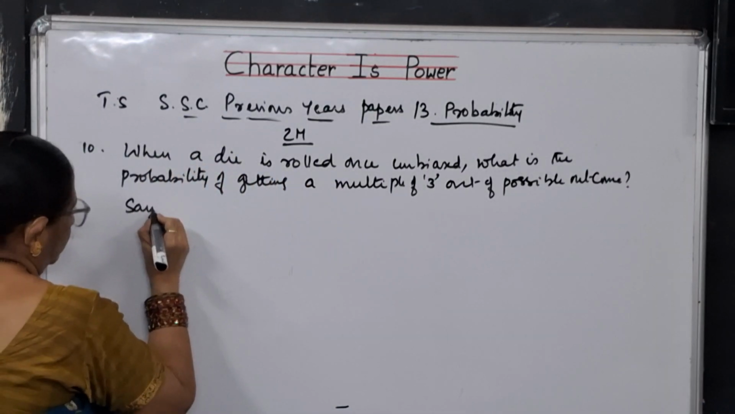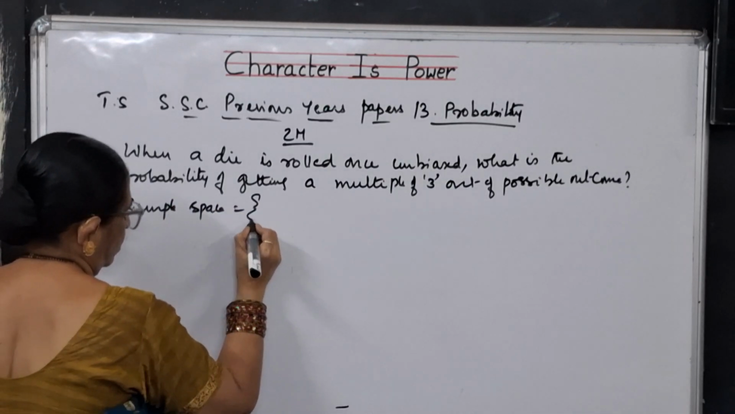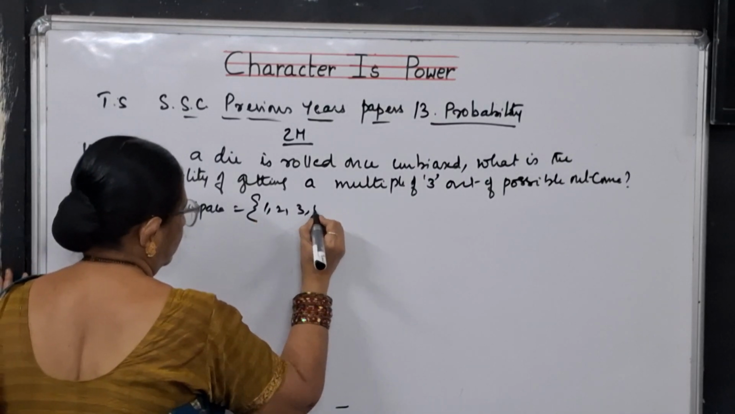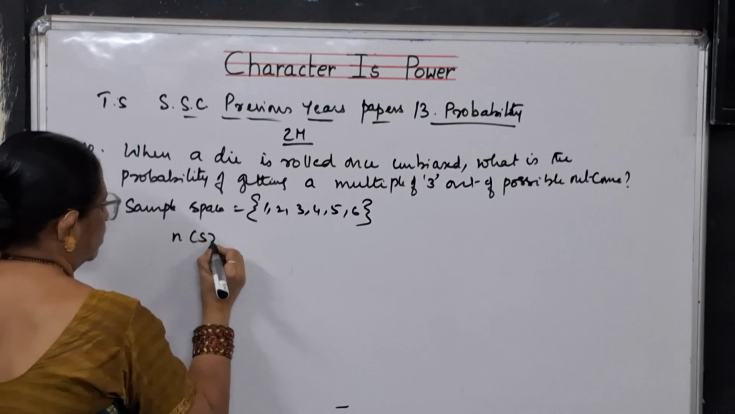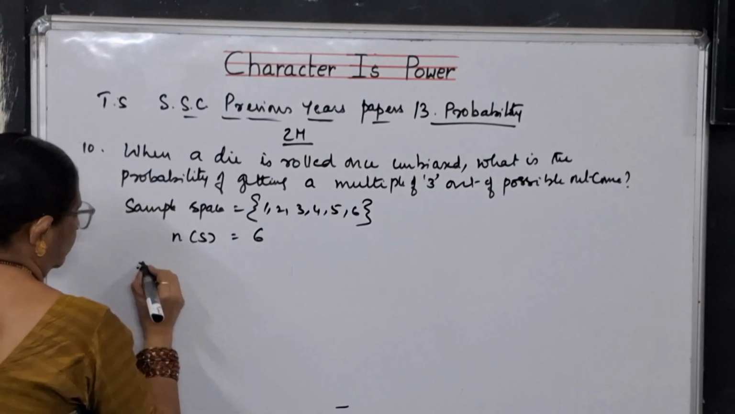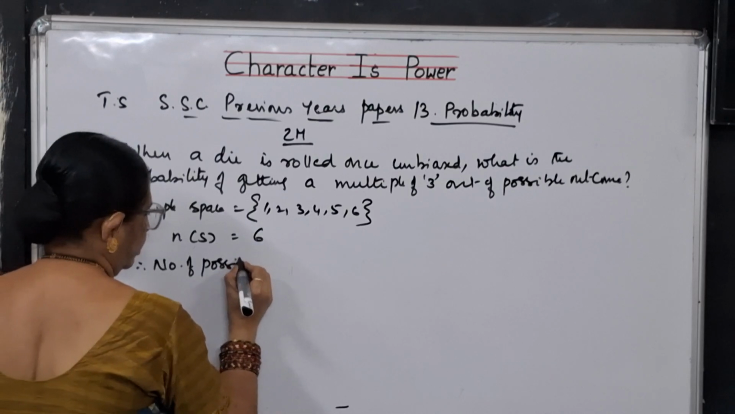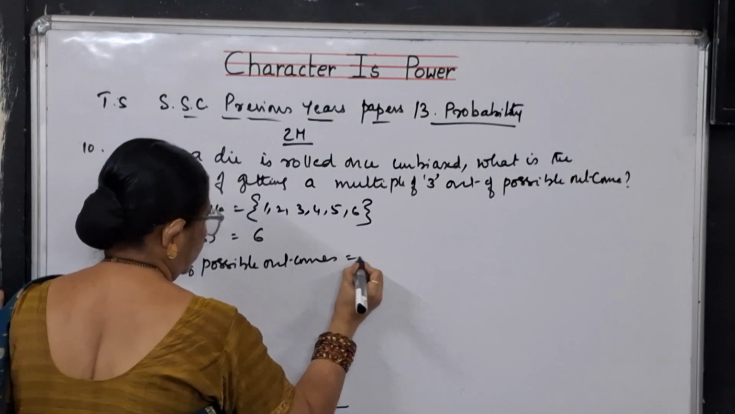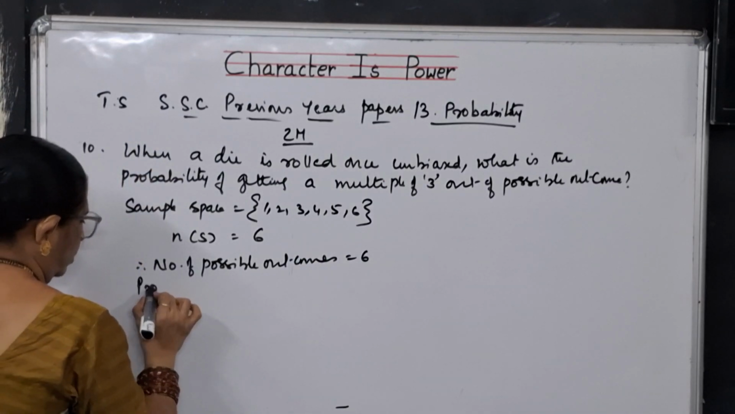So, what is the sample space, children? Die is rolled only once. So, 1, 2, 3, 4, 5, 6. N of S is equal to 6. So, the number of possible outcomes is equal to 6.